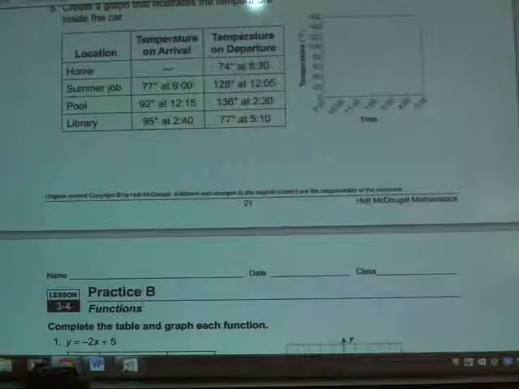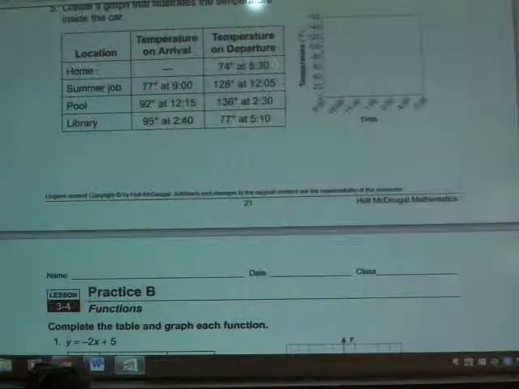All right, let's go ahead and take a look at the last one here. The last one is asking me to create a graph that illustrates the temperature inside the car. As you can see, the graph is kind of already set up for us there. They've got the different times listed for us and the corresponding temperatures, and all we have to do is make a little graph of that.